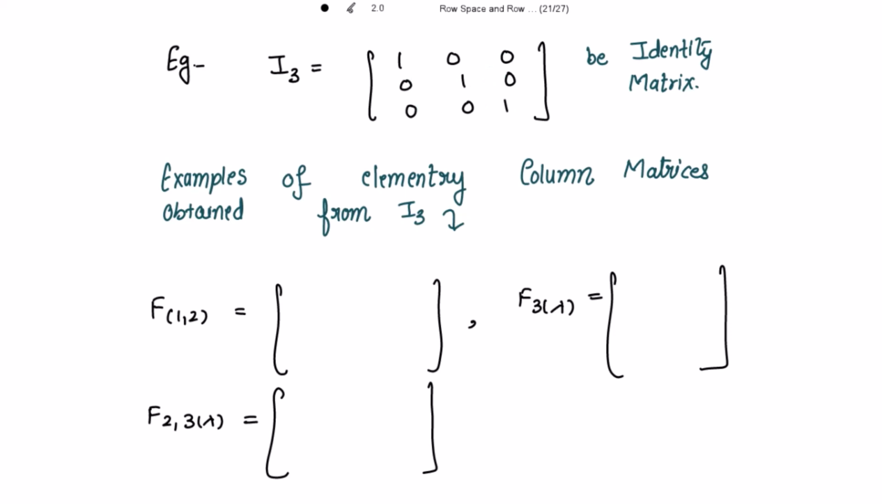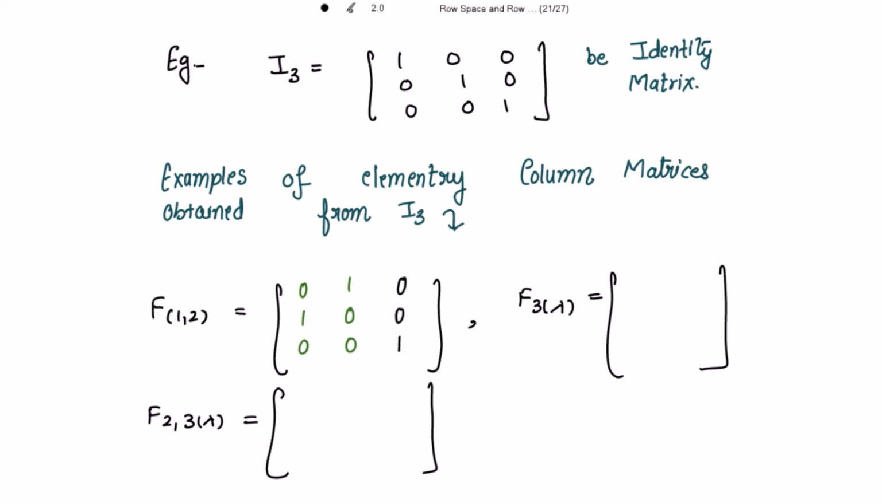So now I am going to apply the column operations. These are examples of elementary column matrices obtained from I3. I need to get the first column matrix by applying the column operation, and let me denote that with F. So F12, what does this mean? Interchanging the second column with the first column and the first column with the second column. So I'm going to interchange columns 1 and 2. So I get 0 1 0 and 1 0 0. Third column as it is.